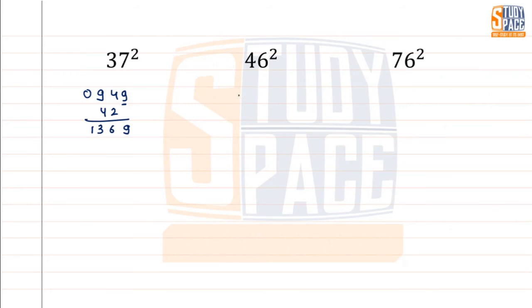46. For 46, 4 square will be 16, 6 square will be 36, 4 sixes are 24, 2 times is 48. So 6, 8 plus 3 is 11, 1 will be carried forward, 7 plus 4 is 11, and 2 will be there. So 2116 is the square of 46. Let us move on to 76 now. 7 square will be 49, 6 square is 36, 7 sixes are 42, 2 times is 84. 84 will be written like this, giving 5776. So 5776 is the square of 76.